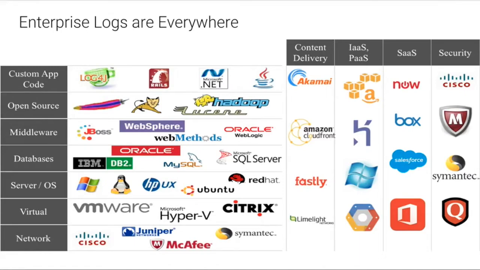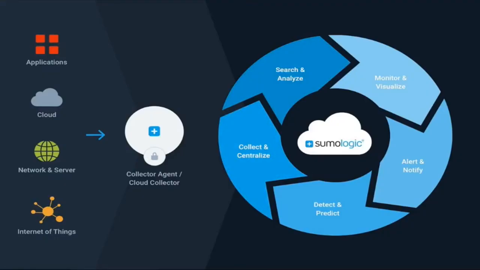Here are just a few of the devices, applications, and frameworks you may be using, all of which produce data that Sumo Logic can ingest and analyze. The left-hand side represents the technology stack, from custom application code all the way down to your network devices. The right represents your infrastructure. Here is a high-level architecture overview of the Sumo Logic ecosystem.